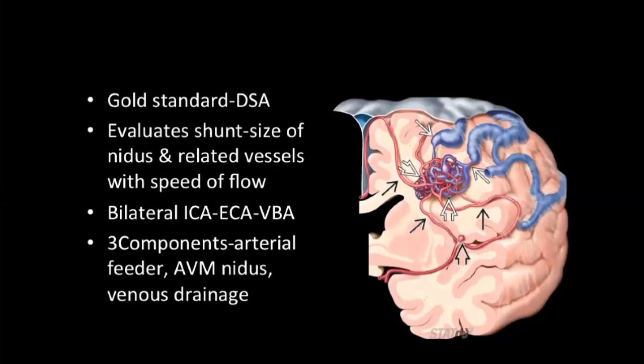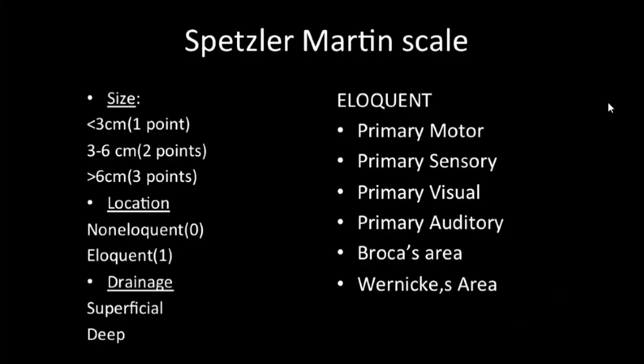Similarly, you have to keep in mind that aneurysms are seen in 10 to 15% of the patients, and intranidal aneurysms are seen in almost up to 50% of the patients of AVM. There are different treatment plannings available. We have to do this grading according to the size of the nidus. Different points are given as per different size. Then we have to localize the lesion, whether it is in an eloquent or non-eloquent area.